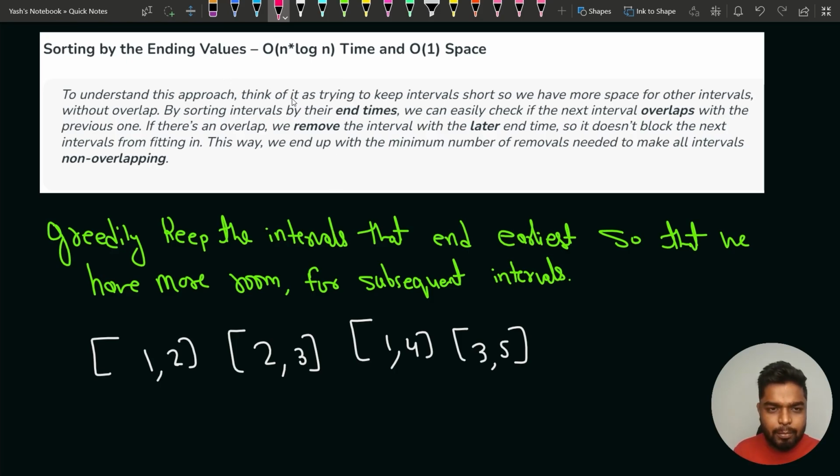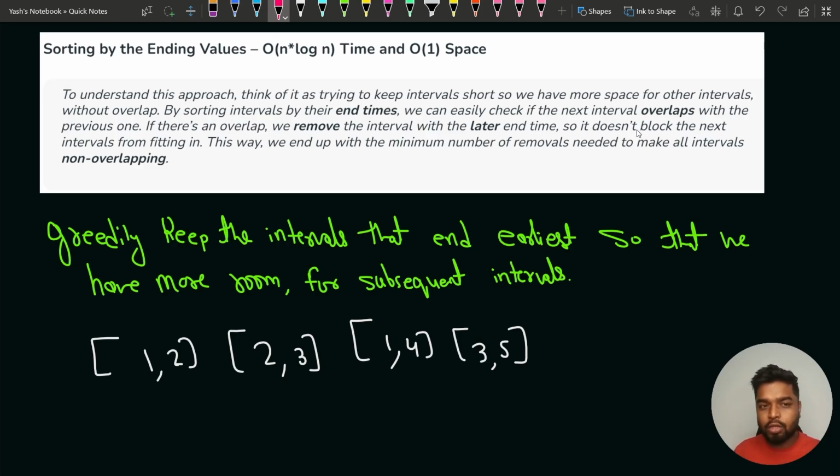So to consider this approach, think of it as trying to keep intervals short so that we can have more space for other intervals without overlap. By sorting according to the end time, we can easily check if the next interval overlaps with the previous one. If there is an overlap, then we can remove the interval with the later end time. So basically, if there is an overlap between two intervals, you need to consider that interval which has the lesser ending time.